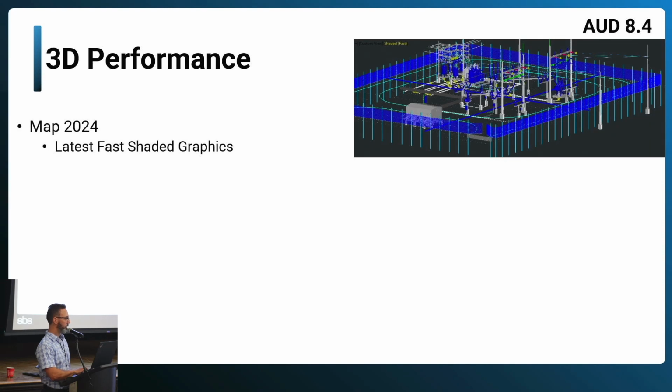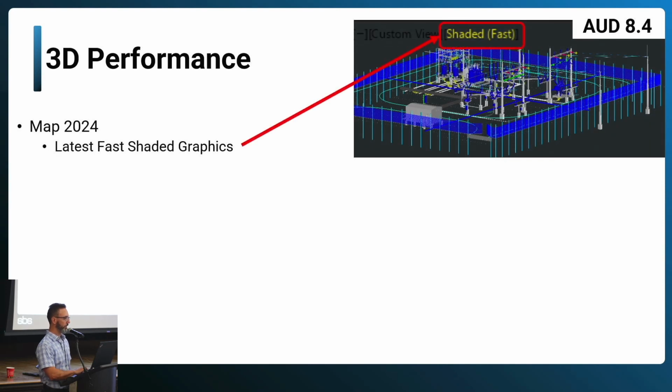So for 3D performance in a large drawing, turning on the fast shaded mode. Again, this fast shaded mode is available in 2023, but it's a bit more robust in 2024. We do recommend 2024 is a great release of AutoCAD for 3D performance.